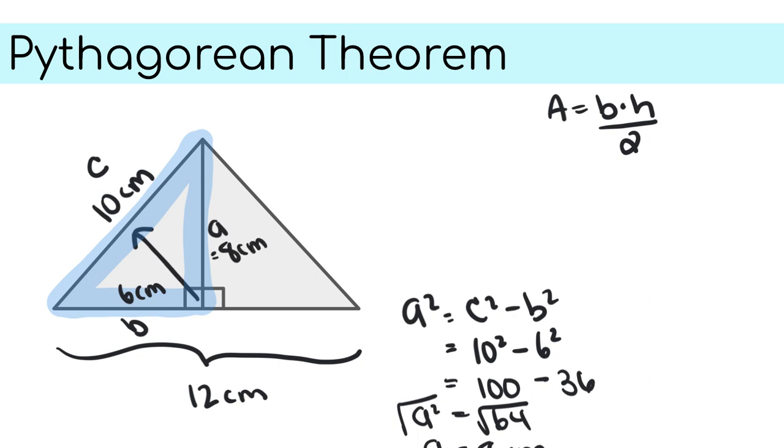Now that we have our height of our triangle, we can calculate the area. So the base is the full length, 12, multiplied by the height, which is 8, divided by 2, which gives us 48 square centimeters for our area.